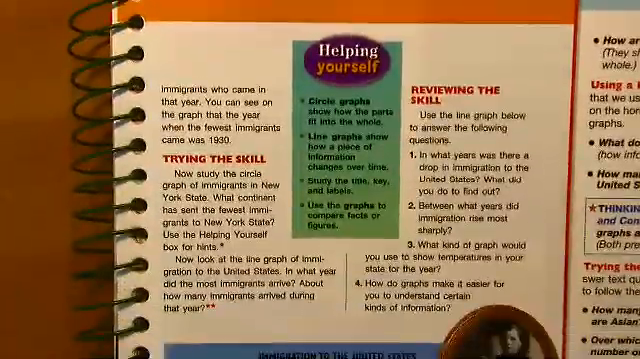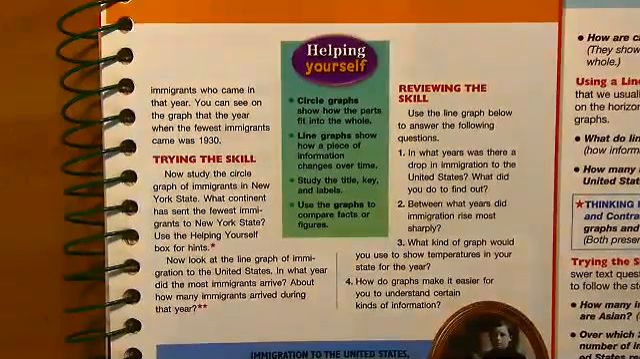Try the skill. Now study the circle graph of immigrants in New York State. What continent has sent the fewest immigrants to New York State? I'll stop and see if you can find that answer. And the answer was Africa. Now look at the line graph of immigrants to the United States. In what year did the most immigrants arrive? Right, 1990. And then it says about, because we don't know it's exactly because it's a spot on a line, about how many immigrants arrived during that year.